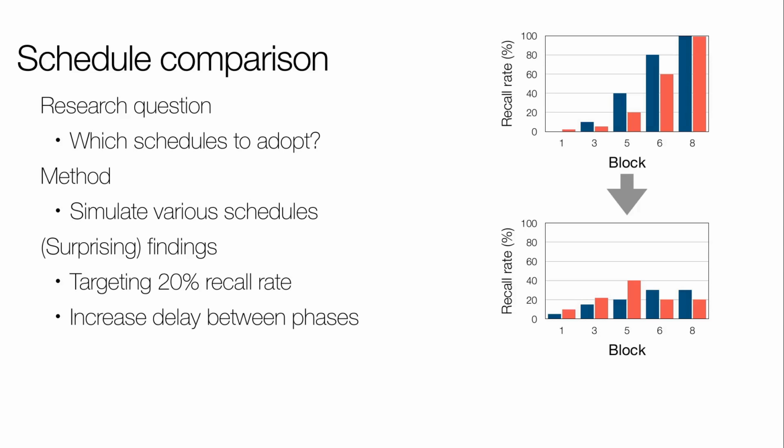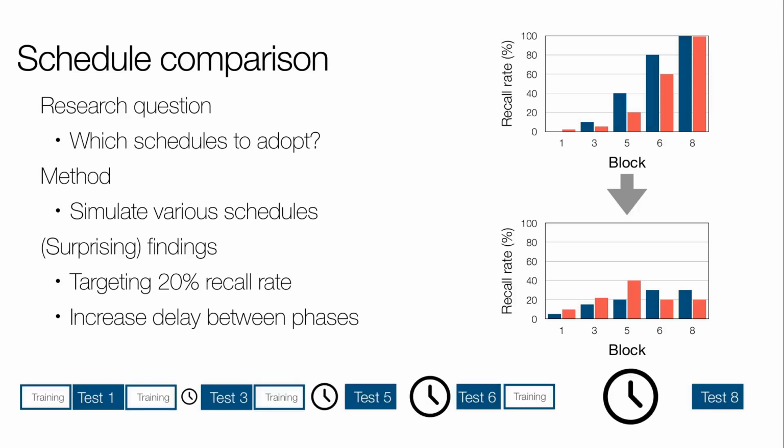The surprising finding we observe is that we predict it is optimal to increase the spacing between training blocks in a way that keeps the recall rate constantly at around 20% for each test block.